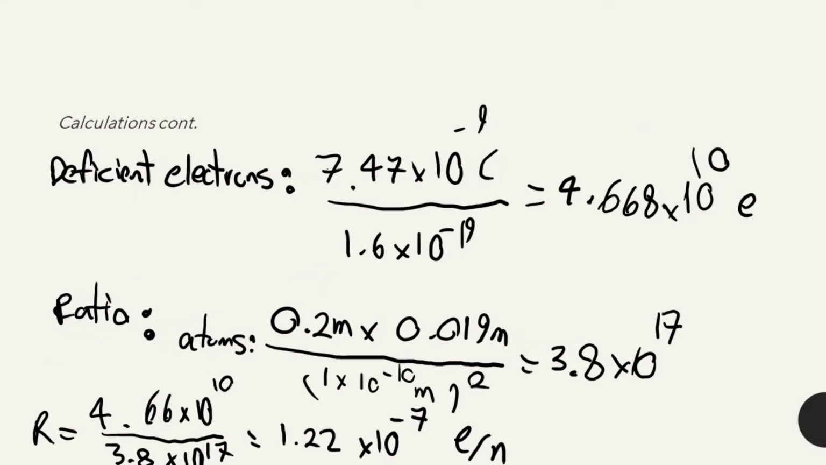Then I proceeded with the calculation for the amount of deficient electrons, which I found by dividing the whole charge by the charge of an electron. And then after that, I calculated the ratio of electrons to atoms, which came out to be 1.22 times 10 to the negative 7.